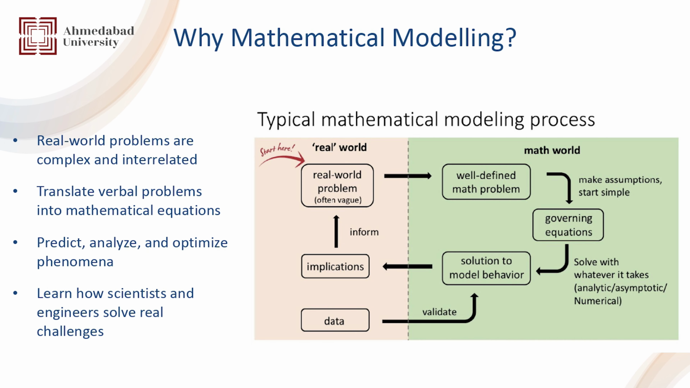And of course, the model world is intricately connected with the real world through the exploration and analysis of real data itself, which is often used for validation of the models. So basically, in a gist, real world problems are complex and interrelated. We can translate those into mathematical equations. We can predict, analyze, and optimize these models. And this is how scientists and engineers solve real challenges using mathematical modeling.